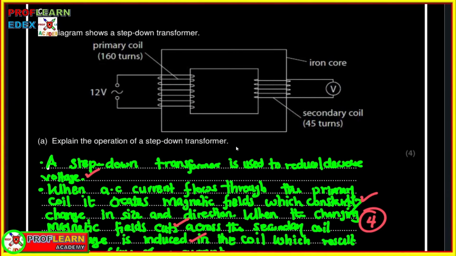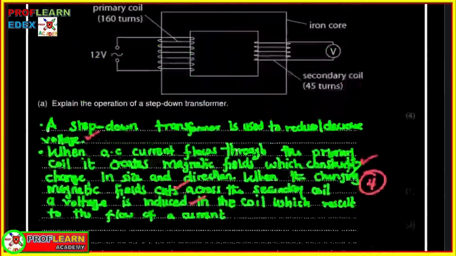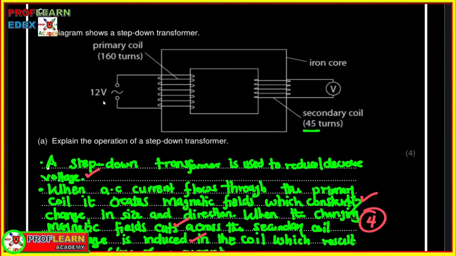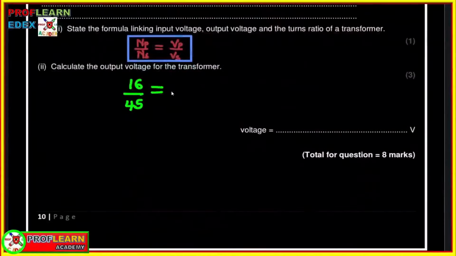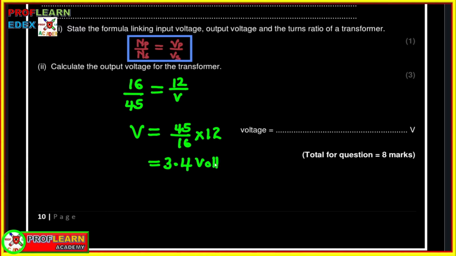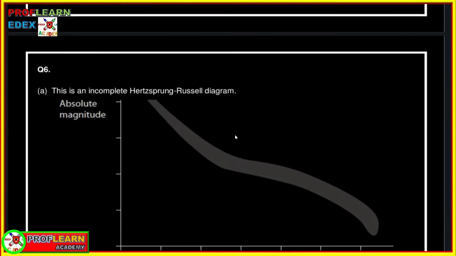You see, in the primary coil we have 160 turns and the voltage is 12 volts. In the secondary coil we have 45 turns, and we are supposed to calculate the voltage in the secondary coil. So let us first substitute what we were given so that we can work it out. If you work it out, you see 45 divided by 16 times 12, that is going to give us 3.4 volts as the induced voltage in the secondary coil.